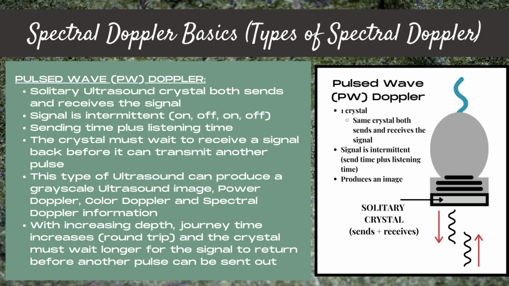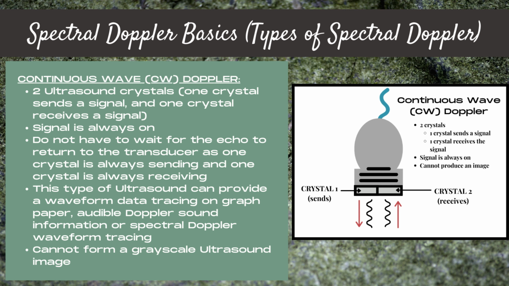Pulsed wave Doppler ultrasound can produce a grayscale ultrasound image, power Doppler, color Doppler, and spectral Doppler information. With increasing depth, the journey time increases. This is the round trip for the ultrasound sound waves. And the crystal is going to have to wait longer for the signal to return before another pulse can be sent out.